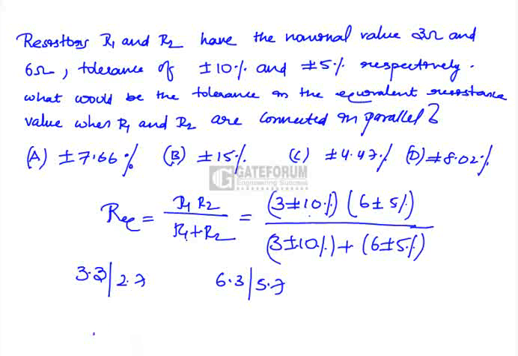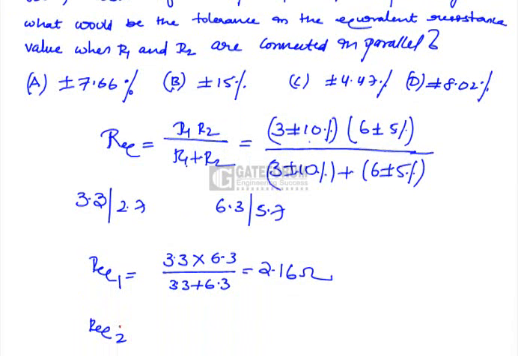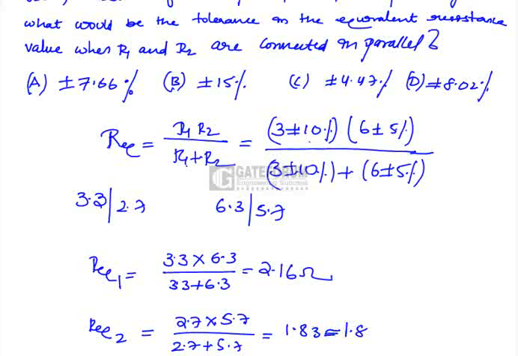Now R equivalent for the first worst case, that is both resistors having positive error of maximum value: 3.3 multiplied by 6.3 divided by 3.3 plus 6.3. You will get around 2.16 ohms. Similarly, R equivalent 2 is the worst case with minus 10% and minus 5% respectively, that is 2.7 into 5.7 divided by 2.7 plus 5.7, which is approximately 1.83. Let us consider it as 1.84 ohms.